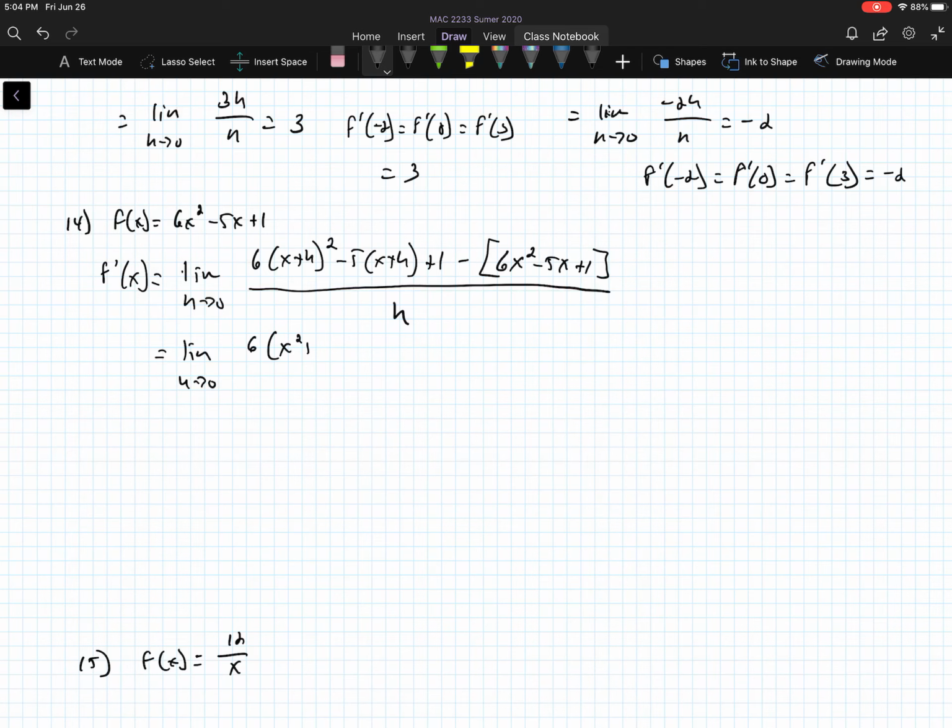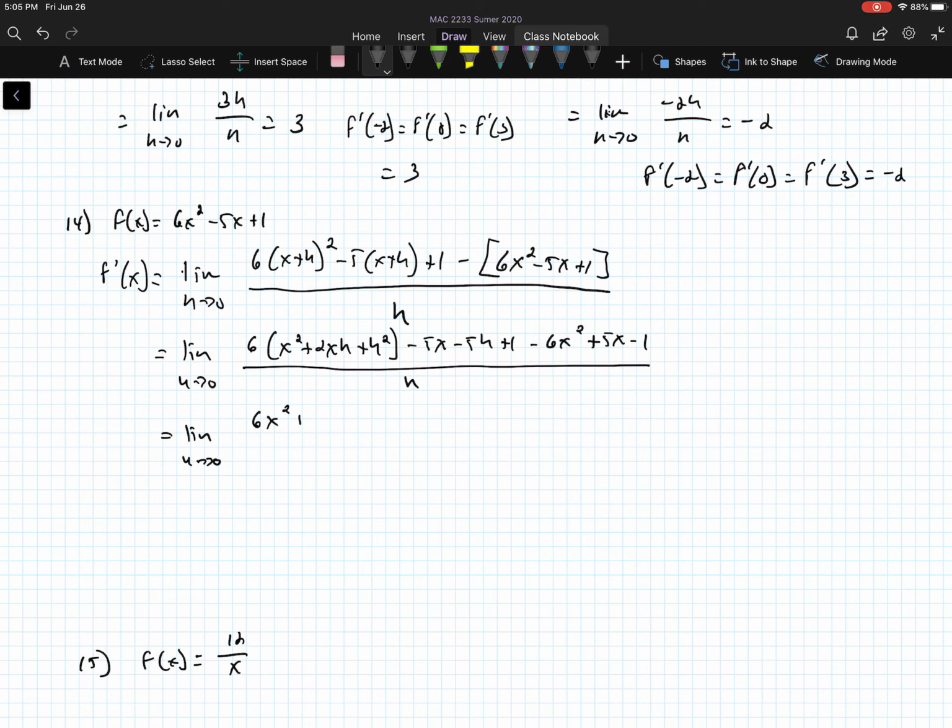So this becomes 6 times x squared plus 2xh plus h squared minus 5x minus 5h plus 1 minus 6x squared plus 5x minus 1 all over h, right? So now what I'm going to do is distribute the 6. So it's going to be 6x squared plus 12xh plus 6h squared minus 5x minus 5h plus 1 minus 6x squared plus 5x minus 1 all over h.